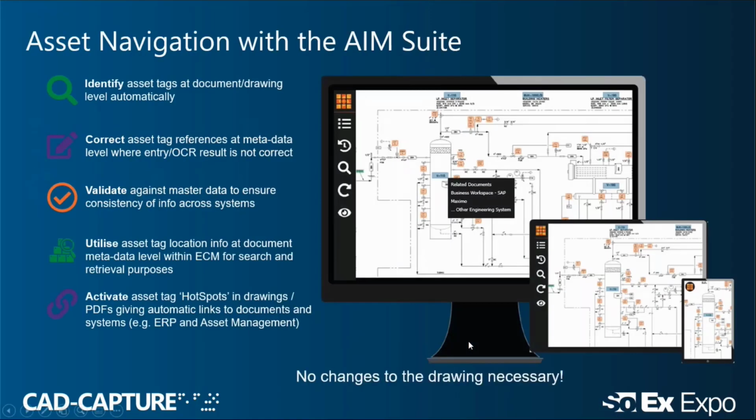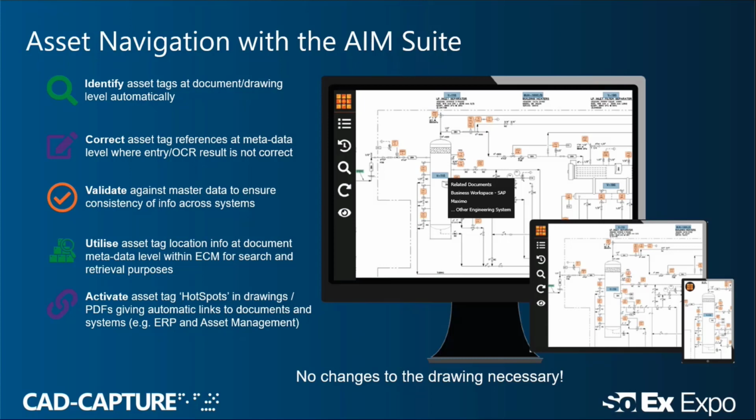Okay, so just very quickly, my skipping around has taken me over the half hour, but very quickly, the asset information management system delivers asset navigation with the ability to identify asset tags on a document and drawing, and to correct the asset tag references at the metadata level, where they've either been entered incorrectly or the OCR result is giving a false reading. You can validate that information against the master data to ensure consistency across multiple systems. You can utilize that tag information to find that information more readily within the content management system.